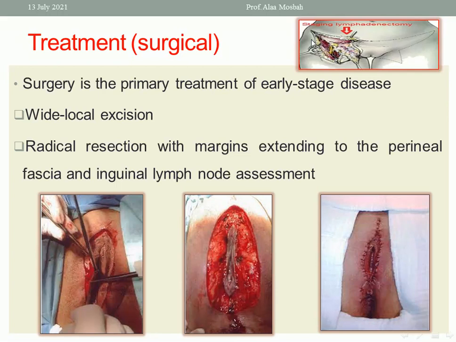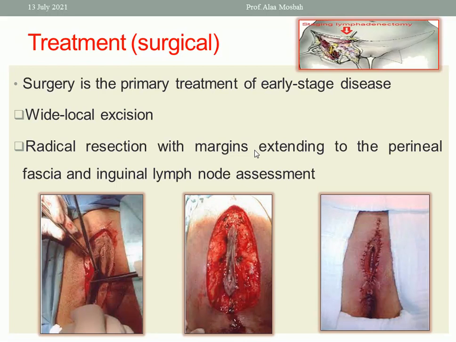Or we are going to do just wide local excision of the lesion, and take care about the safe margin, 2 centimeters. Depending on what? Depending on the stage of the disease, histopathology of the disease, the subtype of vulvar cancer, the depth of invasion, less than 1 millimeter or more than 1 millimeter. So all these variables affect my decision: we are going to do wide local excision or radical resection with margin extending to the perineal fascia and the inguinal lymph node assessment.